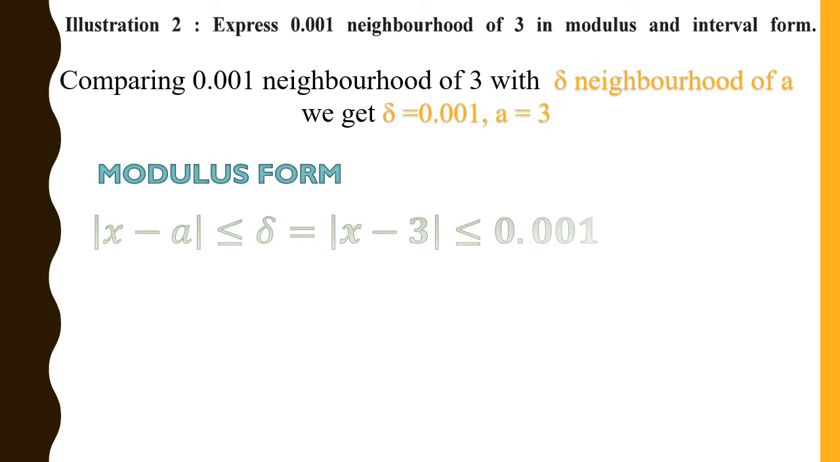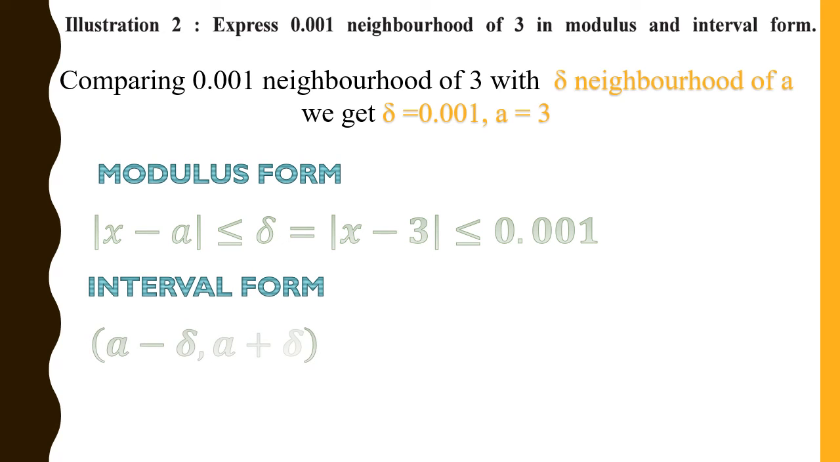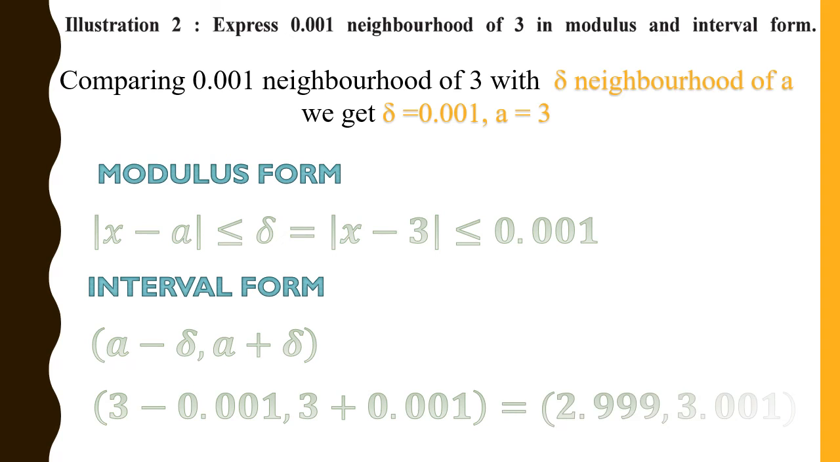Putting a and delta, we get modulus x minus 3 less than or equal to 0.001. Similarly, if we put it in the interval form, a minus delta, a plus delta, we get 3 minus 0.001, 3 plus 0.001. That means 2.999 and 3.001. So that's the interval for the given question.